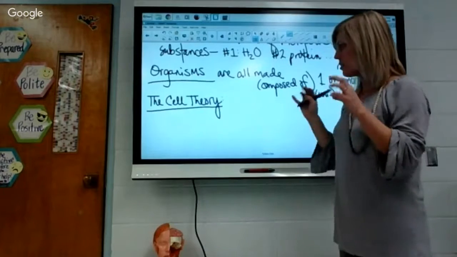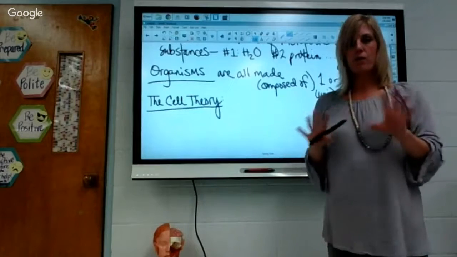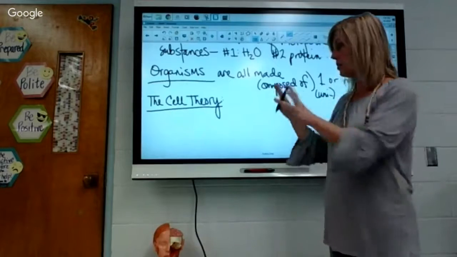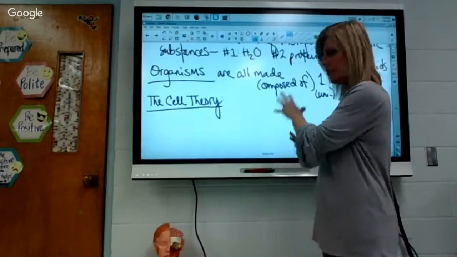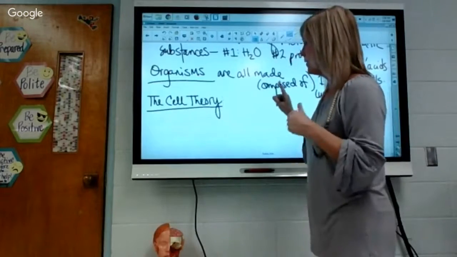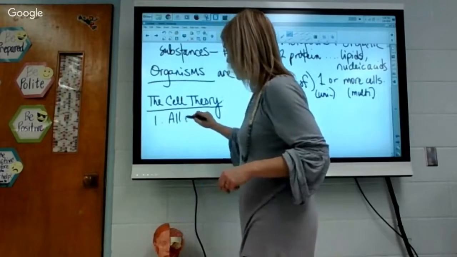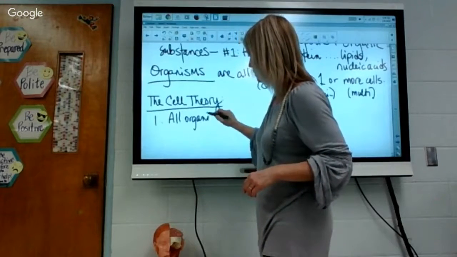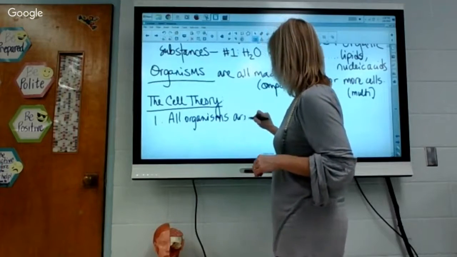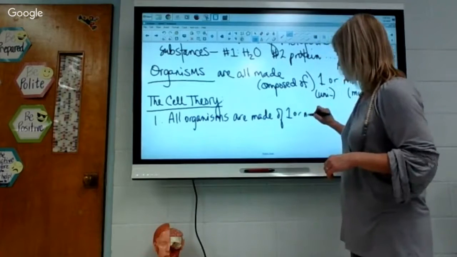So there are some people. Third period, you don't need to know the people, so don't worry about writing them down. Fourth period, you do need to know these people. So I'm going to start with the people, and then we'll do the theory. The cell theory, first of all, says that all organisms, no matter who you are, not unless you're a virus, are made of one or more cells.